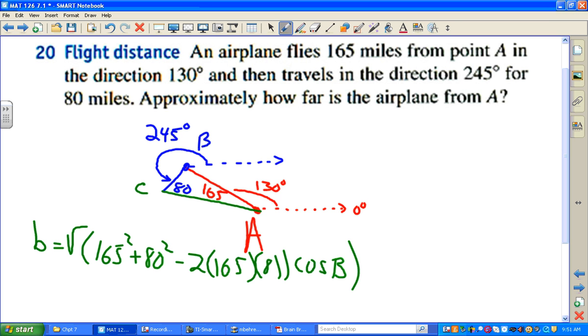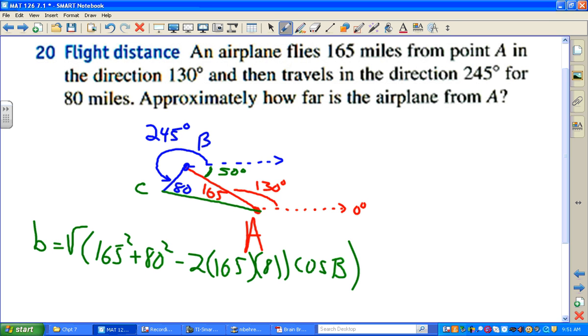Approximately how far is the plane from A? So you're looking for this green leg. We don't know the measure of angle B. That's 245, right? Parallel lines, can you do that thing? So this angle would be what? If that's 130, this one has to be 50. So then 50 plus 245 minus 360 is.